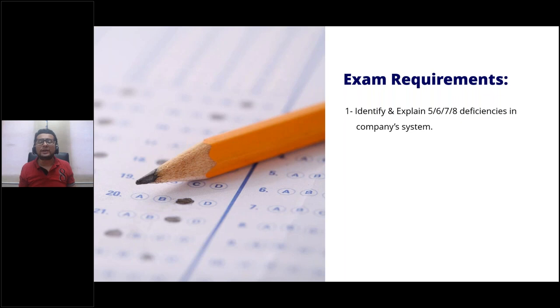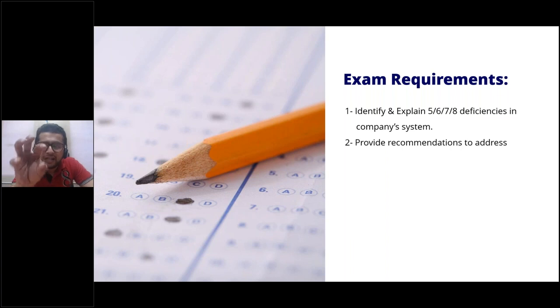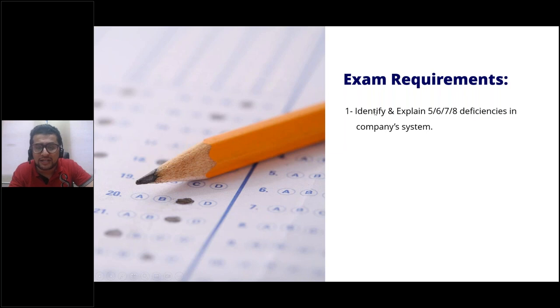So you have to identify and explain, let's say, 8 deficiencies within the company's system. Now, once you have identified the deficiency from the question and explained the deficiency in your own words, try to understand these are 2 different things. You have to identify the deficiency and you have to explain the deficiency.